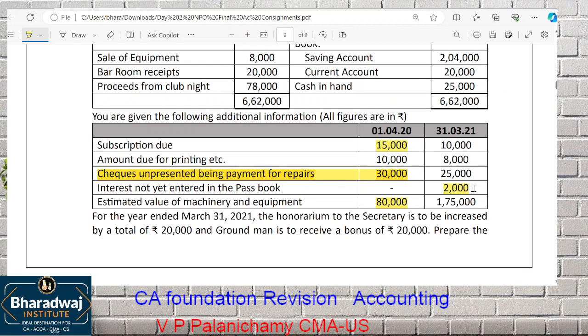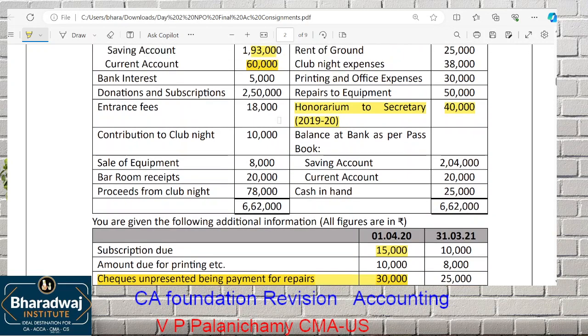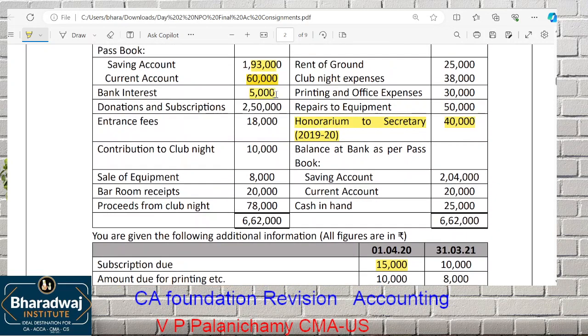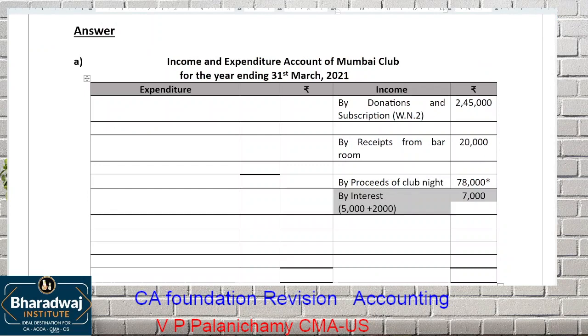It is in the passbook, but it is not income. Not entered in the passbook, but it is an income. Already recorded income is how much? 5,000 plus 2,000. So what is accrued interest? 7,000. Accrued interest in total is 7,000. 5,000 received, 2,000 yet to be entered, so total is 7,000.